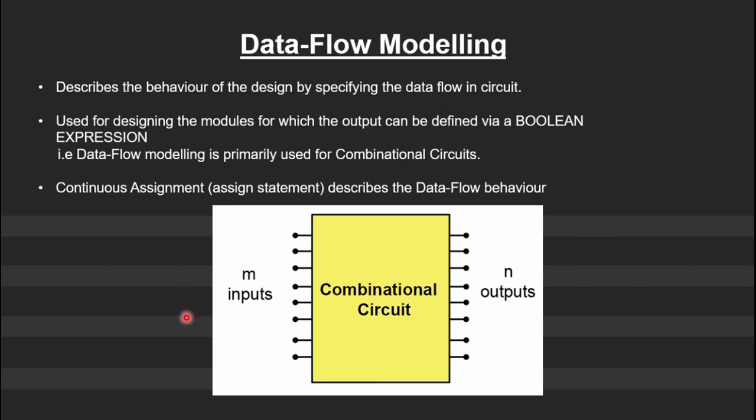So this is a pictorial representation of the combinational circuit. It will have m inputs and it will have n outputs, and the present output will be dependent only upon the present inputs.